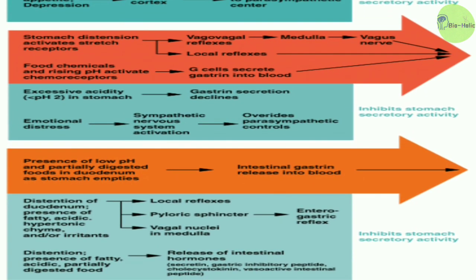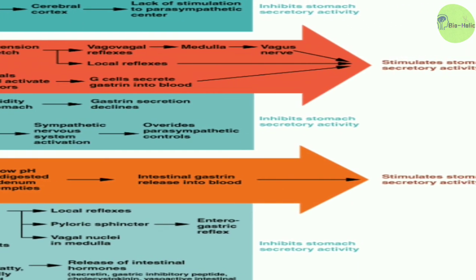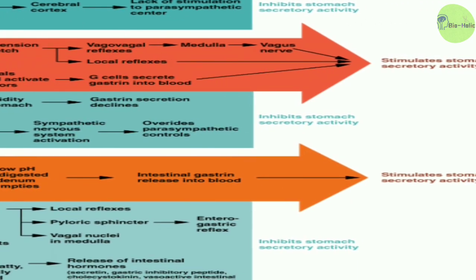Now the last one, the intestinal phase. Presence of low pH and partially digested food in the duodenum as the stomach empties causes intestinal gastrin to be released into the blood and causes stimulation of stomach secretory activity.